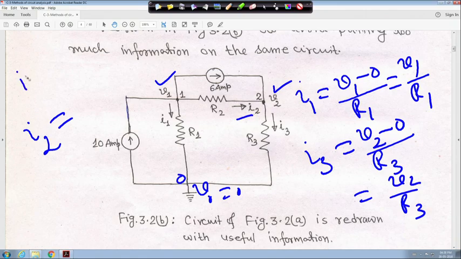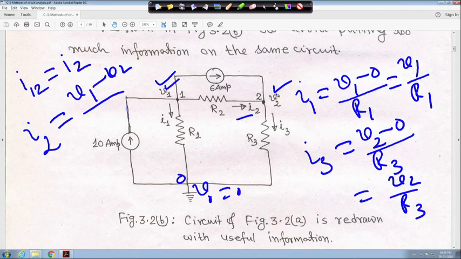That means, if you write it like this, I₁₂ is equal to I₂, where I₁₂ means current flowing from node 1 to node 2. So it will be V₁ minus V₂, with resistance R₂, so (V₁ minus V₂) upon R₂.